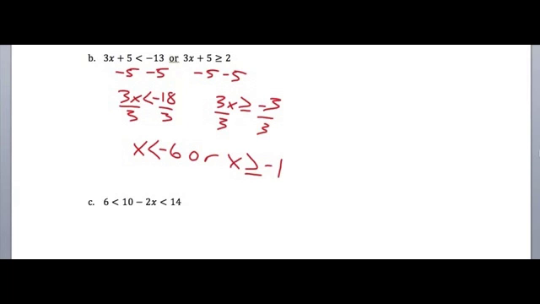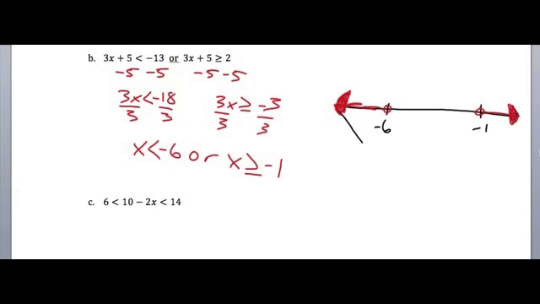Okay, so drawing this on a number line, I need to make sure I include the negative 6 and the negative 1. Just going to plop those on there really quickly. X could be less than negative 6, so I'm going to draw an arrow this way, or x could be greater than negative 1.